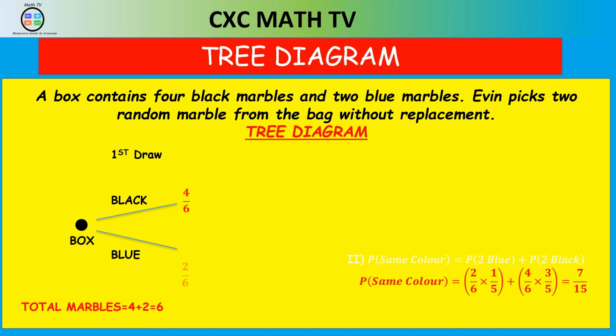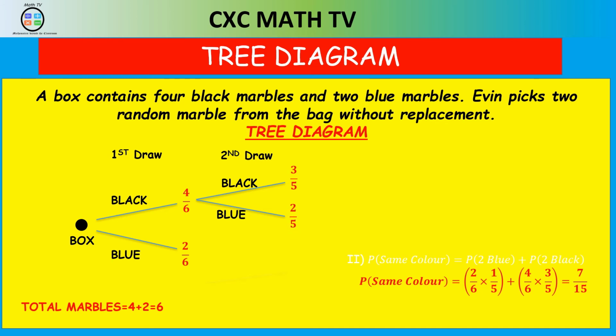Now what if we draw black first? If we draw black first, then we're left with 5 marbles, and so on the second draw, we can either draw a black or a blue. We drew a black one first and are now left with 5 marbles, so the probability of getting a black on the second marble is 3 out of 5. And the probability of getting a blue marble is 2 out of 5.